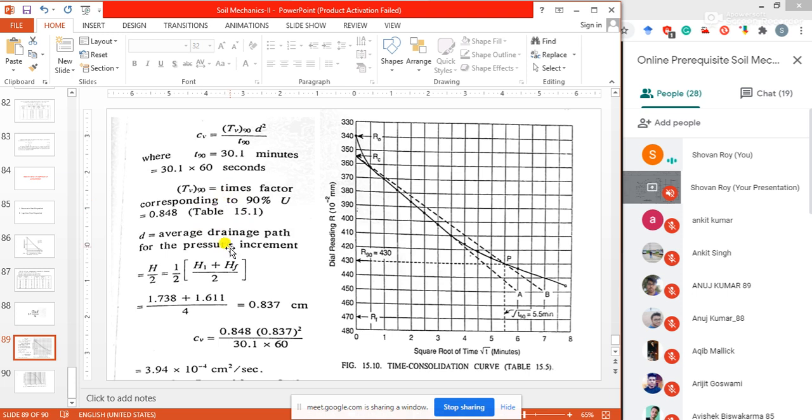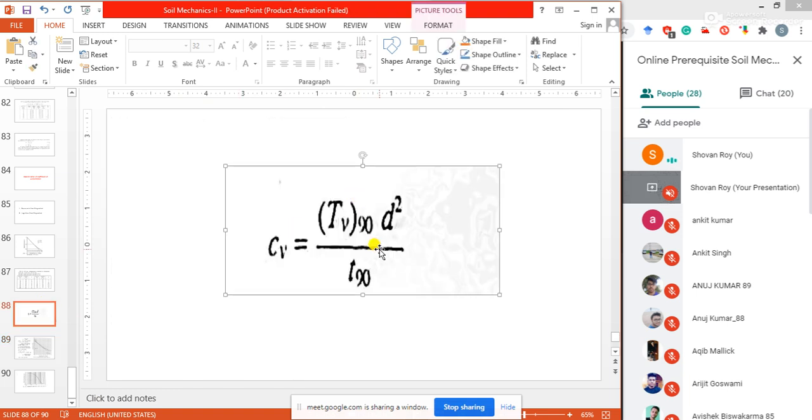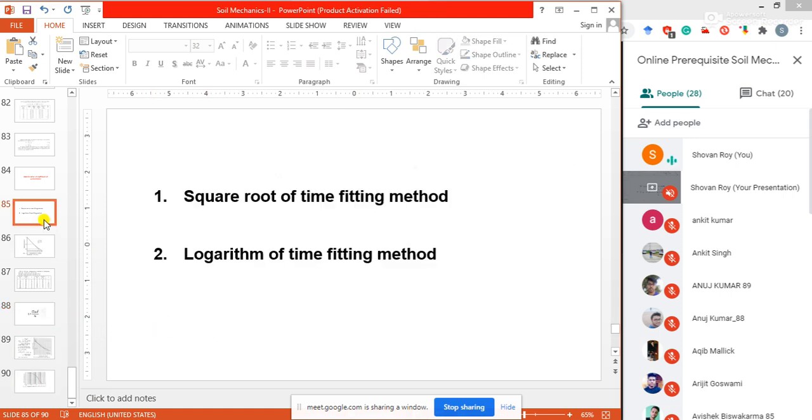d is the average drainage path for the pressure increment. This d value we can also calculate by this formula: H by 2 equals half into H1 plus Hf by 2, where H1 is the initial height and Hf is the final height of our specimen, and finally we can calculate the Cv value. This formula is important, and the calculation of Tv90. Then there is another method, the logarithm of time fitting method.